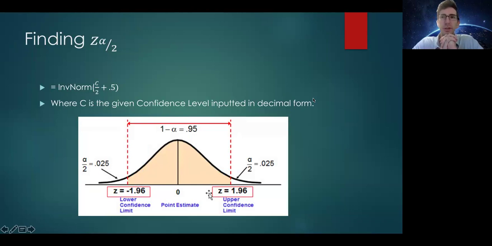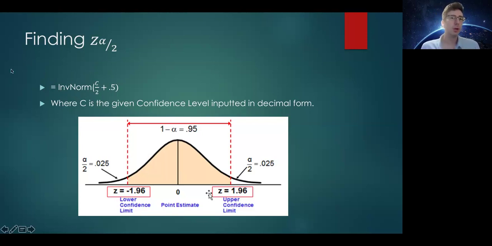We kind of did this on that last slide. We found the negative 1.96 and positive 1.96. If the way we found that 0.025 didn't really make sense to you, there is another formula that you could use to find the z alpha over 2. You go back to inverse norm, which we did, if you're given the confidence level.